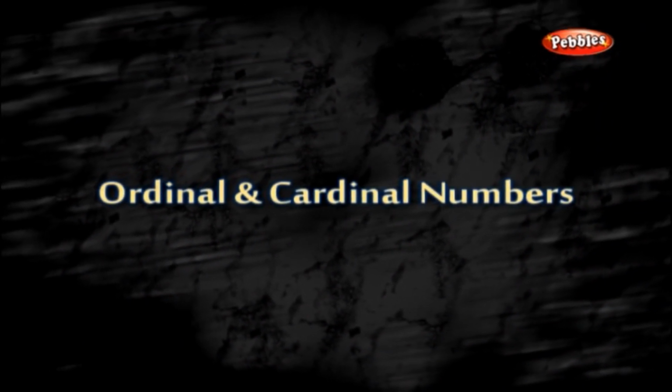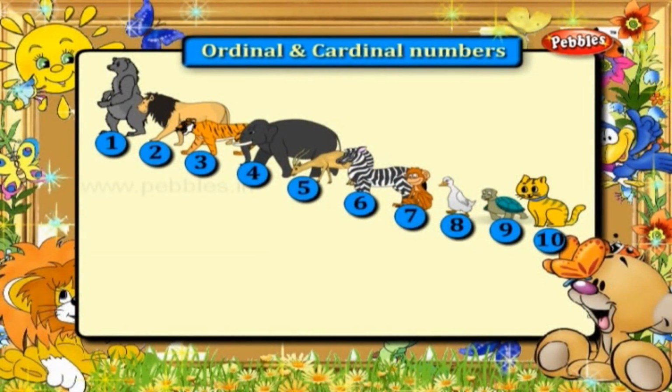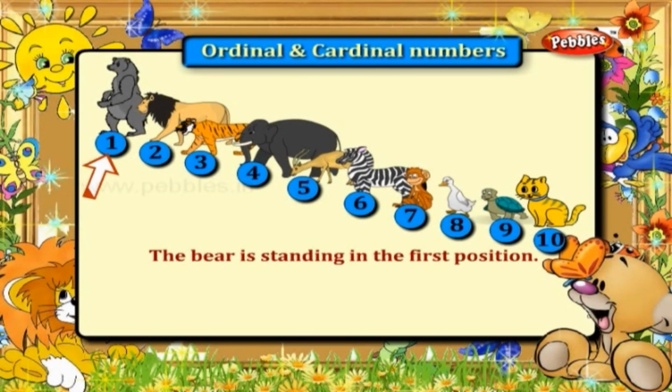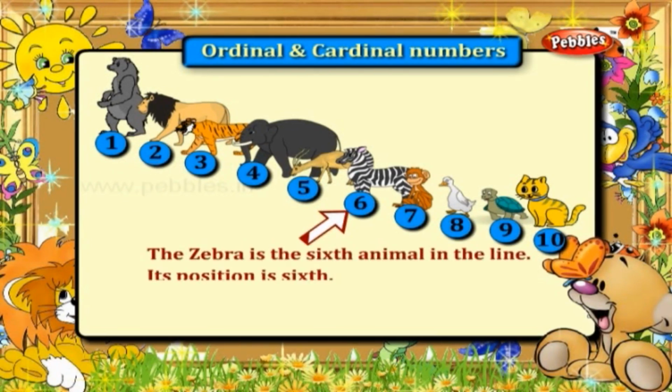Ordinal and cardinal numbers. Look at these animals. The bear is standing in the first position. The lion is standing second. The zebra is the sixth animal in the line. Its position is sixth.